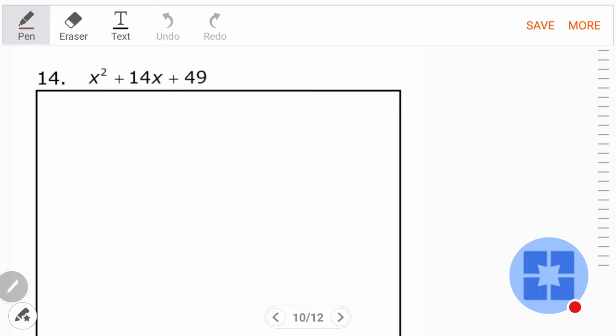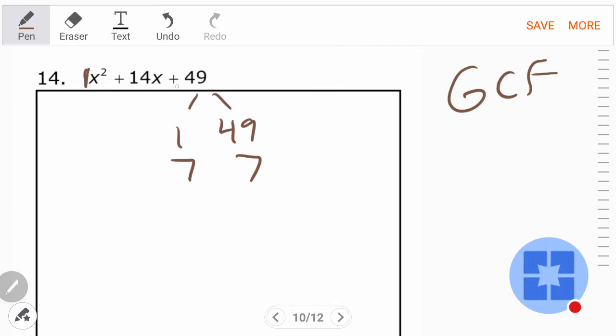All right, let's take a look at 14. We have to factor it. So is there a GCF? They all don't have x's, and there's nothing in common. That's a lead coefficient of 1, so no GCF. So we look at the factors of 49, which are 1 and 49, 7 and 7. They have to add to be a positive 14. Okay, so that's plus 7 plus 7.